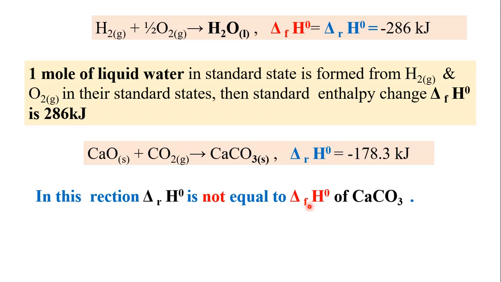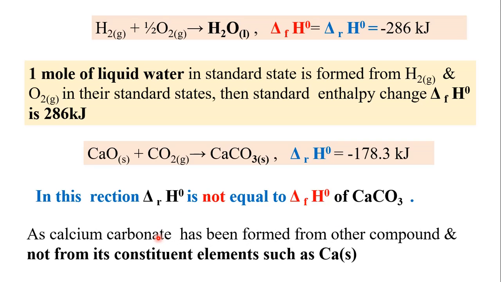I think you understand this. So in this reaction, standard enthalpy of reaction is not equal to the standard enthalpy of formation of calcium carbonate. Why? As calcium carbonate has been formed from its compounds and not from its constituent elements such as calcium, carbon and oxygen. So I hope you understood this difference between standard enthalpy of reaction and standard enthalpy of formation. Now, if you want to write a chemical equation for the standard enthalpy of formation of methane, then how do you write this equation? That is important because it is necessary to solve the numerical problems.